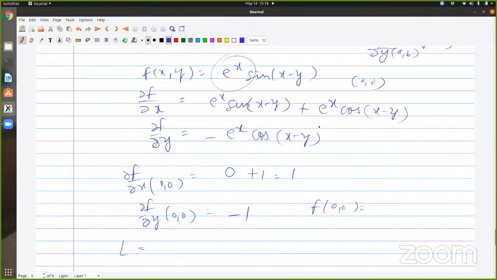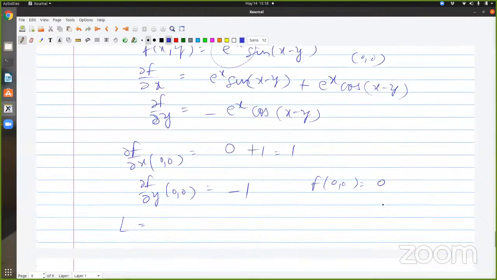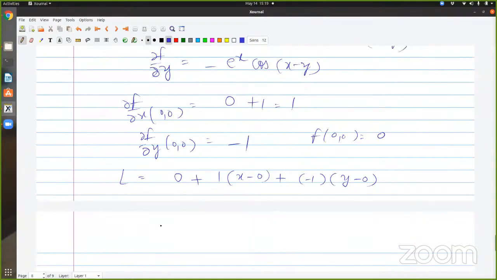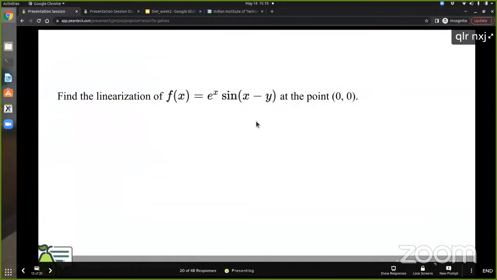Okay, f of 0 comma 0 is e to the 0 times sine 0, so this is 0. Linear approximation will be f of 0 comma 0, that is 0, plus dou f by dou x at 0 comma 0, which is 1, into x minus a, which is x minus 0, plus dou f by dou y at 0 comma 0, which is minus 1, into y minus b, which is y minus 0. So this is what you should be getting, which gives x minus y. This should be your answer. Many of you got the correct answer, so let's move on.